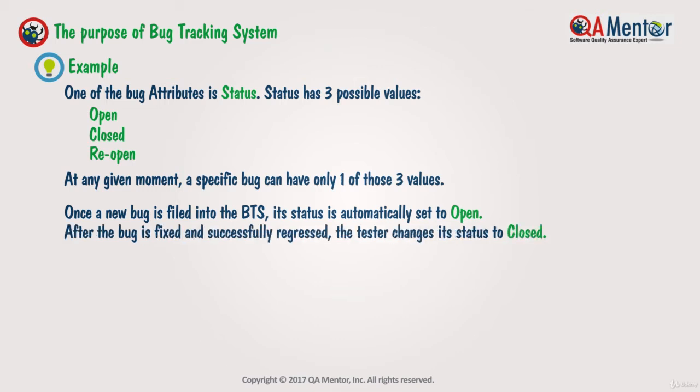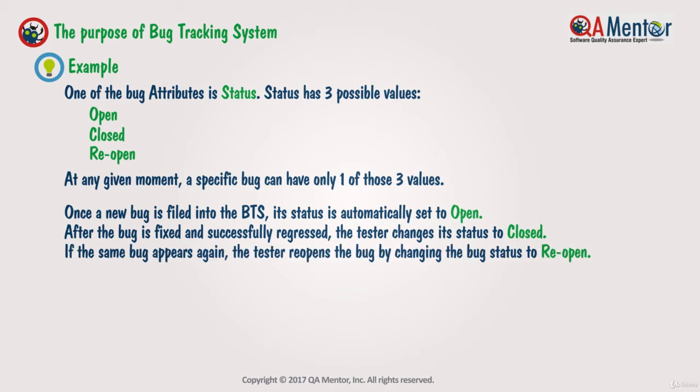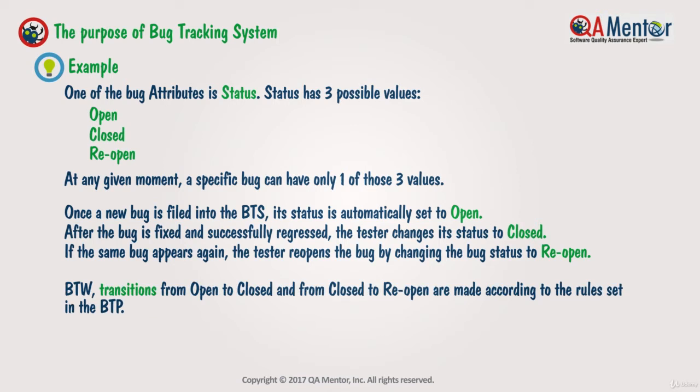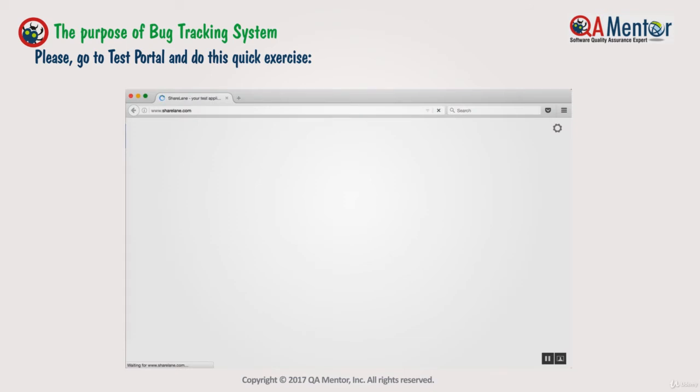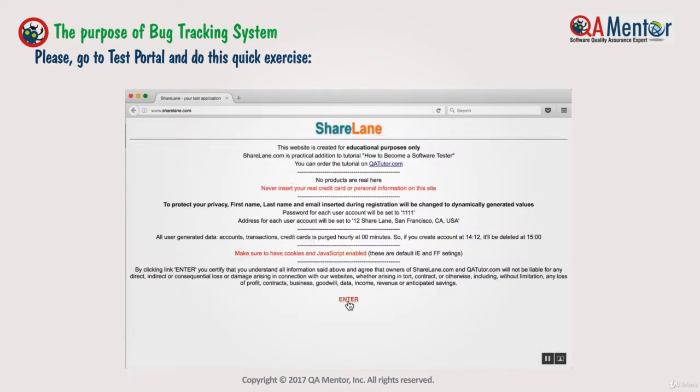After the bug is fixed and successfully regressed, the tester changes its status to closed. If the same bug appears again, the tester reopens the bug by changing the bug status to reopen. By the way, transitions from open to closed and from closed to reopen are made according to the rules set in the BTP. Please go to Test Portal and do this quick exercise.